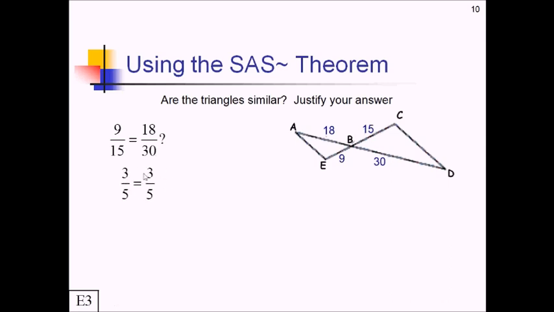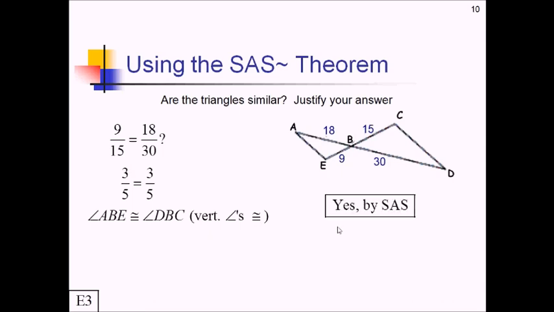So we have two legs that are proportional. How about the angles between them? Well, this angle and this angle, those are vertical angles, so we know those are going to be congruent. So we can say, yes, these are similar by SAS. For the similarity statement, we have to be careful here. I'm going to say BEA is similar to BCD.